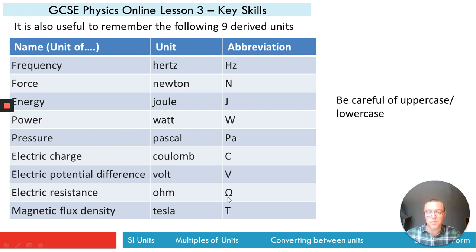Capital omega is the abbreviation or symbol for the unit ohm, which is the unit of electrical resistance, how difficult it is to push electrical charges through a circuit. And then finally, we have magnetic flux density. Tesla is the unit for magnetic flux density, the abbreviation capital T. Abbreviation, if you haven't seen that word before, just means a shortening of the unit.